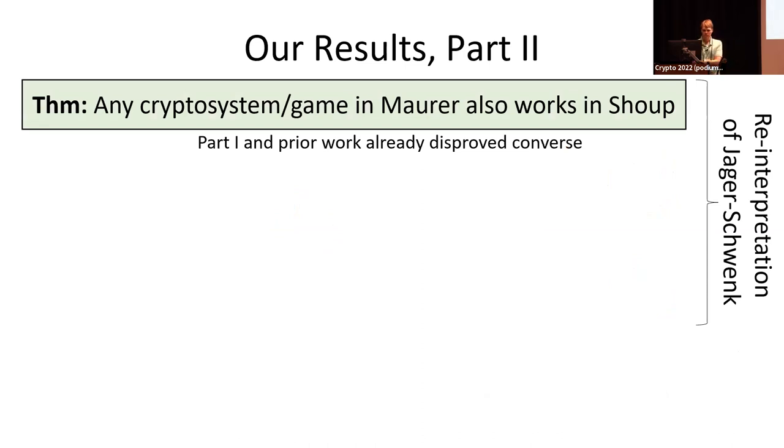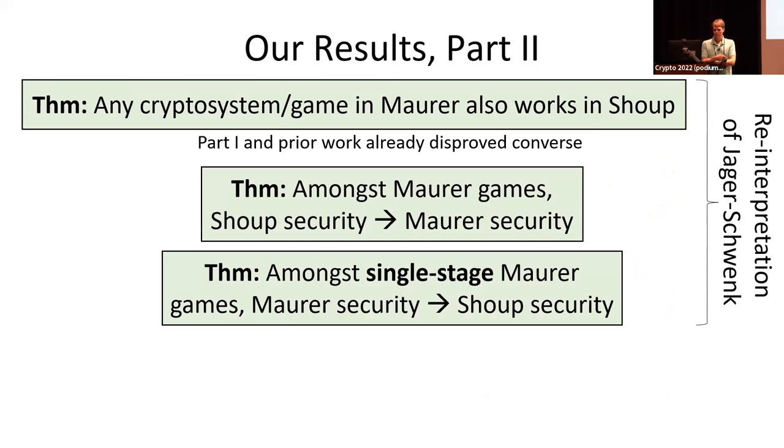So this brings us to the second set of results, where we reinterpret the Jaeger-Schwenk equivalence, showing that any cryptosystem or game that works in Maurer's model also works in Shoup's. So one direction of the equivalence always holds. And we know that the converse is false in general, by the prior work and the prior results of this work. If you have a Maurer game, then the converse actually does hold: if you have security against Shoup adversaries, then you also have security against Maurer adversaries. The converse of that only holds in the single-stage setting, where you actually do get the full equivalence. And this is what Jaeger and Schwenk proved.